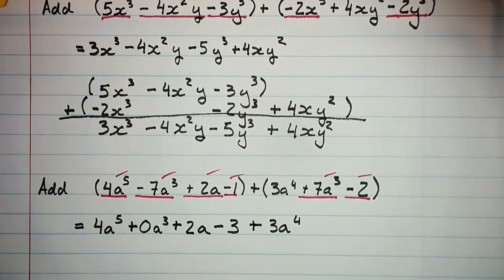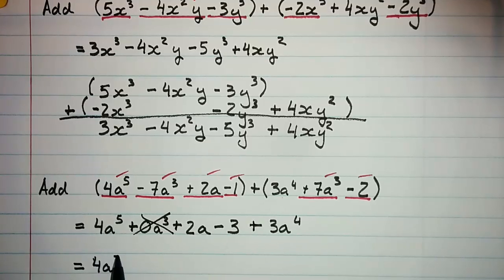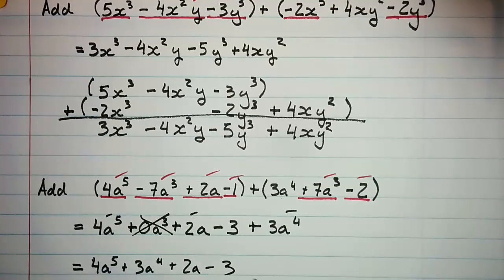But it looks nicer to write my terms so that the exponents are in decreasing order, and to leave out these 0 terms. Remember, 0 times anything is 0. That includes variables. So it looks nicer to write this as 5a to the 5th plus 3a to the 4th plus 2a minus 3. This step is not strictly necessary, but it looks good.